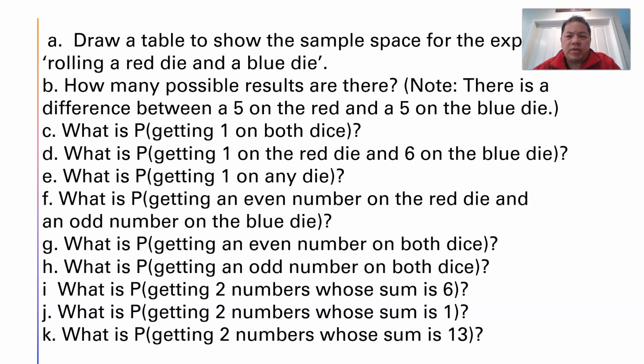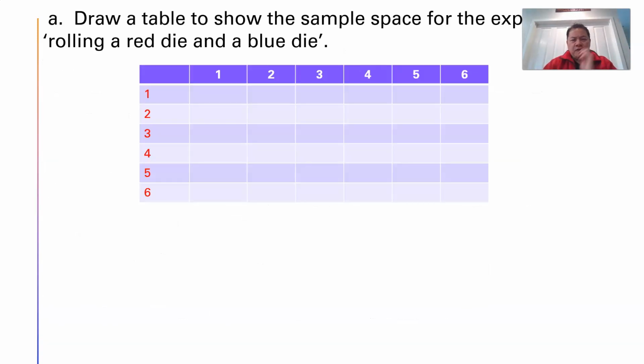So I've taken this question from the textbook, quite a long question, but never mind, let's break it up into small little chunks. First, we need to draw a table of rolling a red die and a blue die. The top panel here represents the blue die, and the side column represents the red die. All the possibilities are listed here, and in fact I've color-coded them to support you in your understanding.